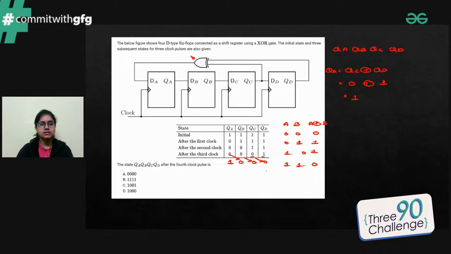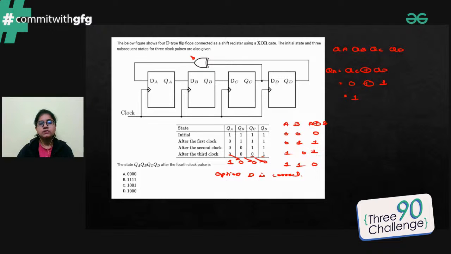So what is the answer? The answer is 1 0 0 0. I hope this is clear, how we perform the operation. So which is the correct one? Option D is correct. As you can see, how lengthy the question was, such a big diagram and table and everything, but can you see the solution? Only 1, 2, 3, 4 steps are required and we are done with the solution.